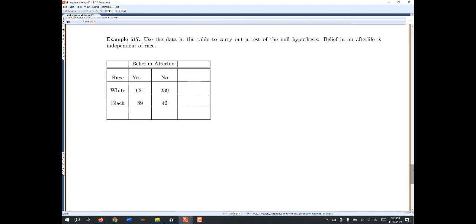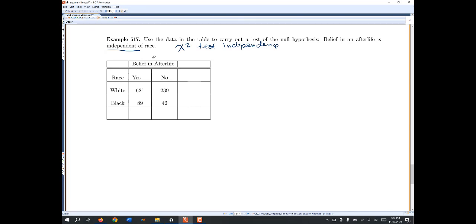It says, use the data in the table to see if belief in an afterlife is independent of race. Notice the keyword, independent. So this has to be the chi-square test of independence. Also, there are two variables, belief in afterlife versus race. So two different variables that we're looking at. It has to be the chi-square test of independence.